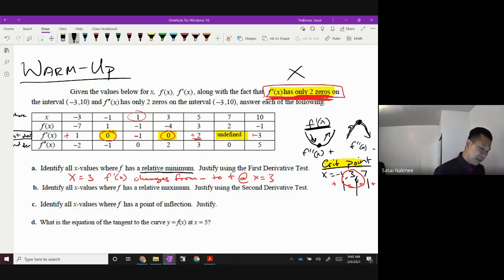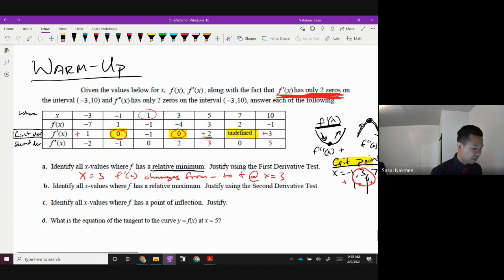So if they don't tell you this part right here, that you only have 2 zeros, or you're dealing with issues where you don't know if the thing changes sign closer to that, then another thing you could do is look at the second derivative, right? Look at the second derivative.